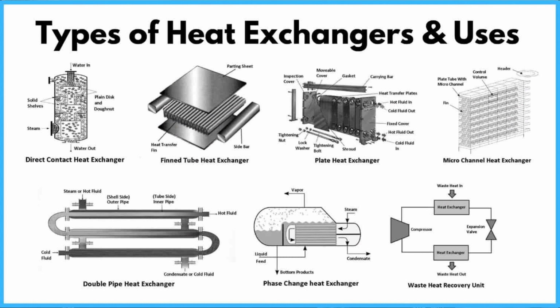Now let us see the types of heat exchangers and their uses. The first type is the direct contact heat exchanger, then the fin tube heat exchanger, the plate heat exchanger, micro channel heat exchanger, the double pipe heat exchanger, the phase change heat exchanger, and last but not the least, the waste heat recovery unit. Now we are going to cover the phase change heat exchangers in some more depth.